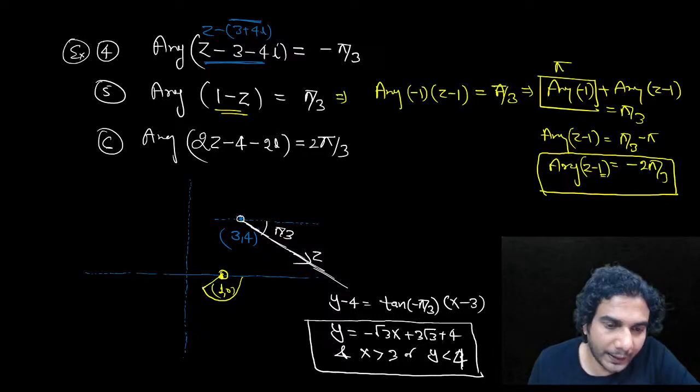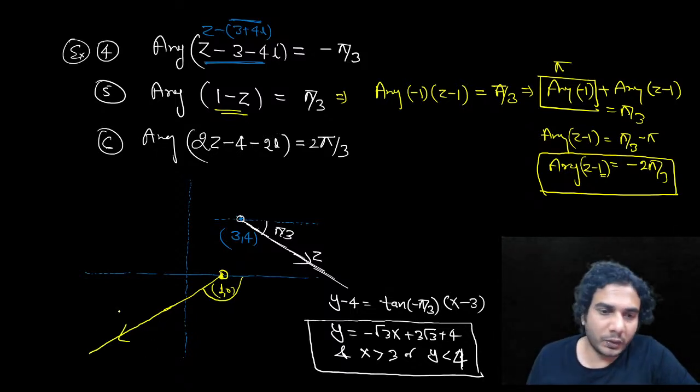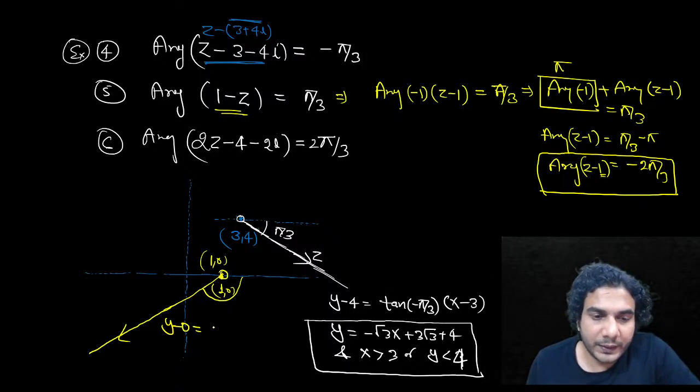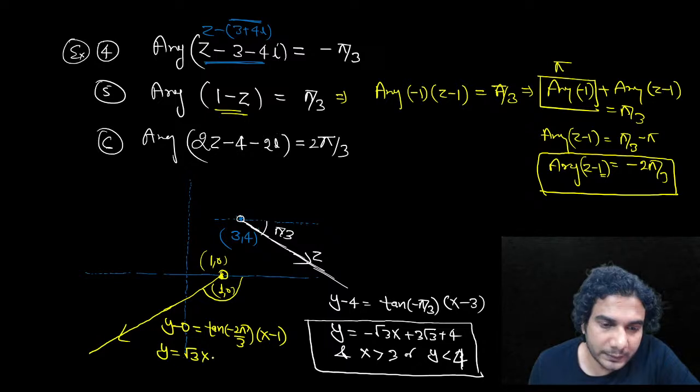This is 2 pi by 3, measured in the clockwise direction. Okay, so that is your line. If you want to write the equation, you can write y minus 0 is equal to tan of minus 2 pi by 3, into x minus 1. So it is going to be y is equal to root 3 x minus root 3.